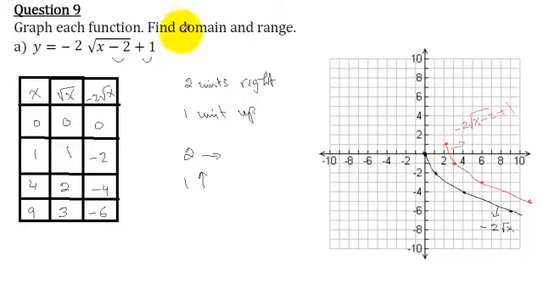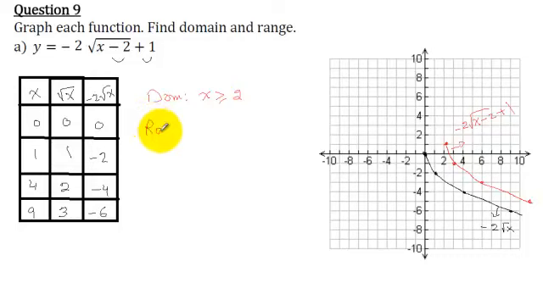Now they are asking you for the domain and range. You can look at the graph and find them. Let's look at the domain. Look at the starting value for x. It starts from 2, and the graph is to the right of 2. So the domain is x greater than or equal to 2.